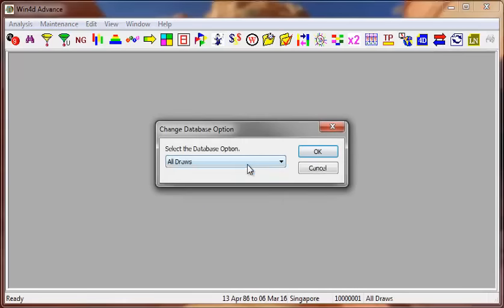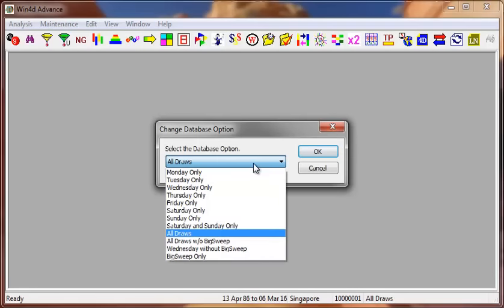Right, I'll be using the Singapore and Malaysia Magnum to discuss with you the 40 numbers. Okay, let me close this. And if you click this again called the change database option, you can see that our data can be categorized according to the day. For example, in Singapore, we do a Wednesday draw, Saturday and Sunday, or Saturday only, Sunday only. You can also choose it according to what you want. But for today, I will be using the all draws options.